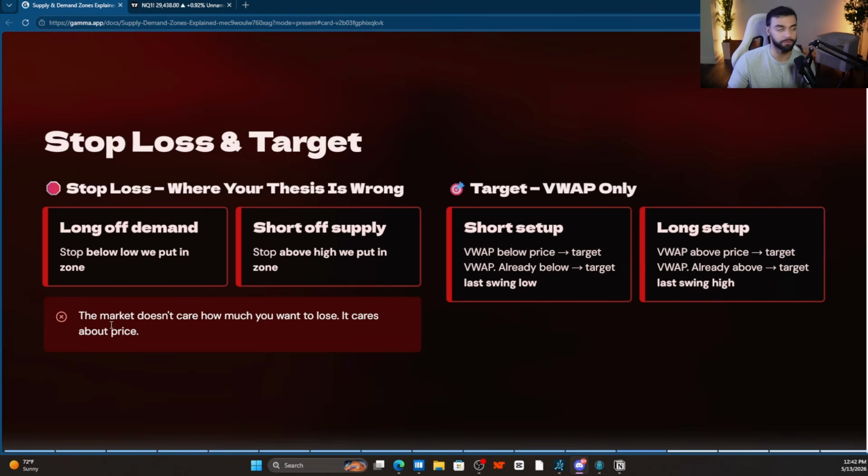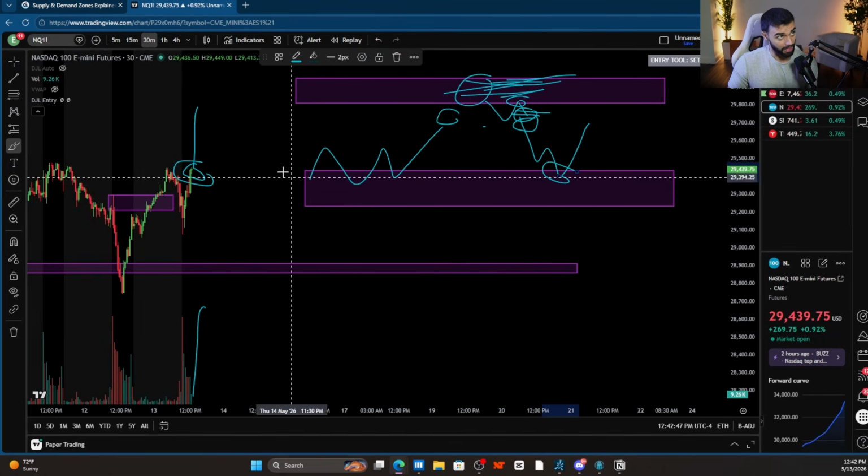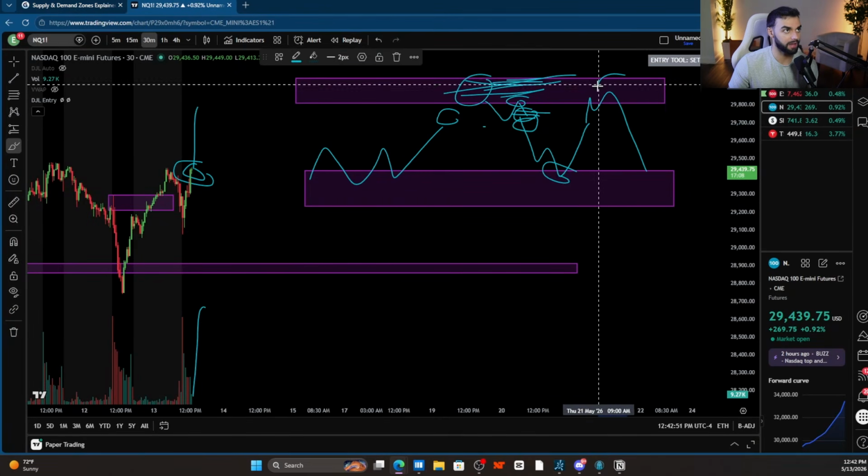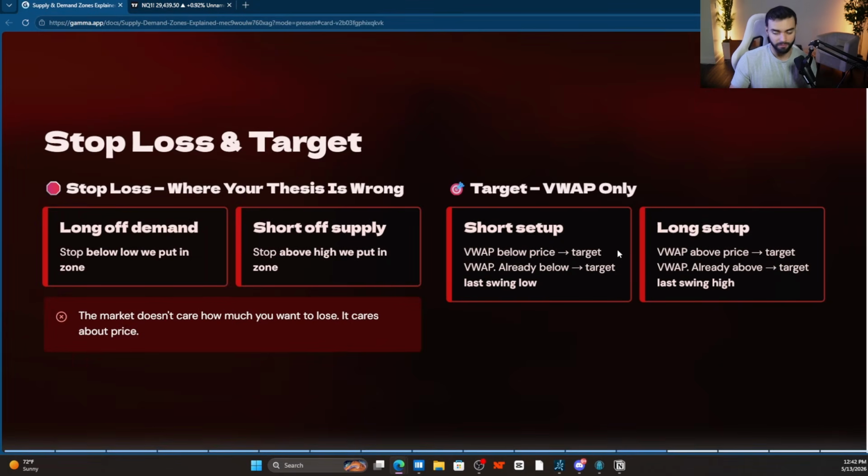It's very, very different. So what you guys want to do is, for longs off demand, put your stop below the low we put in the zone. So for longs off demand, my stop will be at the low we put in the zone. If we're shorting off supply, my stop will be at the high we put in the supply. That's simple. Target. Now, for a majority of my targets, I do hold runners a lot of times.